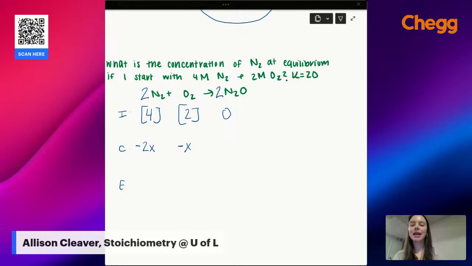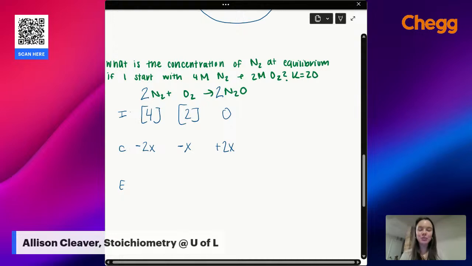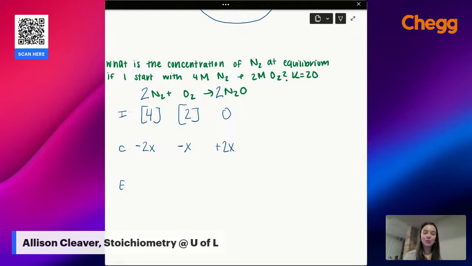If you said plus 2x, great job. You all are doing so good. And that is what we would put, plus 2x. Now, to get that equilibrium value, we're actually just going to bring everything down. I'll draw some arrows to demonstrate. This E for the N2 is going to be 4 minus 2x. E for the O2 is going to be 2 minus x. And then N2O is just going to be 2x, because 0 plus 2x, 0 plus means really nothing.